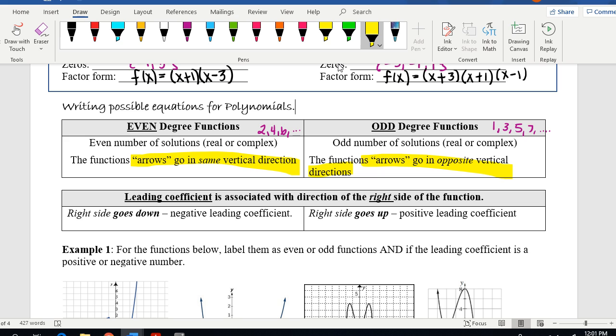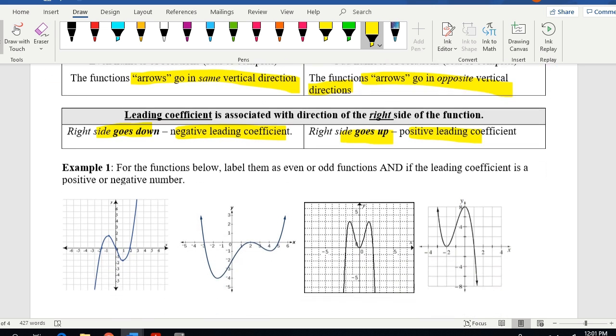The second thing we're going to be looking for is whether the leading coefficient of my equation is going to be a positive number or a negative number. Okay, and it's all about the right side. So if my right side goes down, I'm going to have a negative leading coefficient. If my right side goes up, I'm going to have a positive leading coefficient. All right, so let's try some examples.